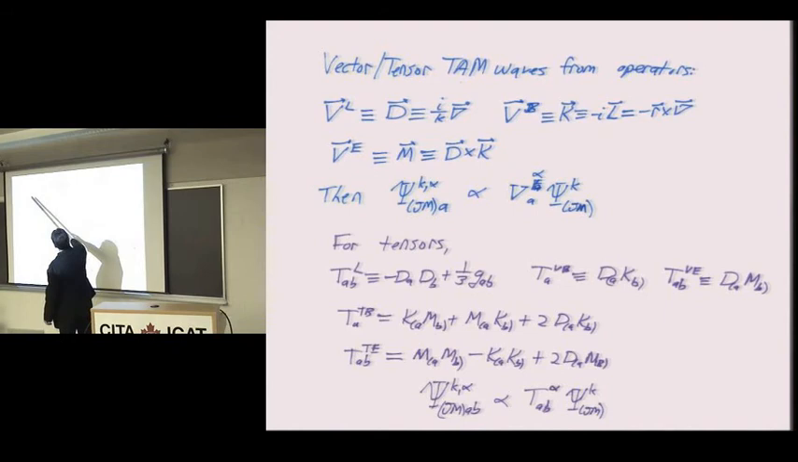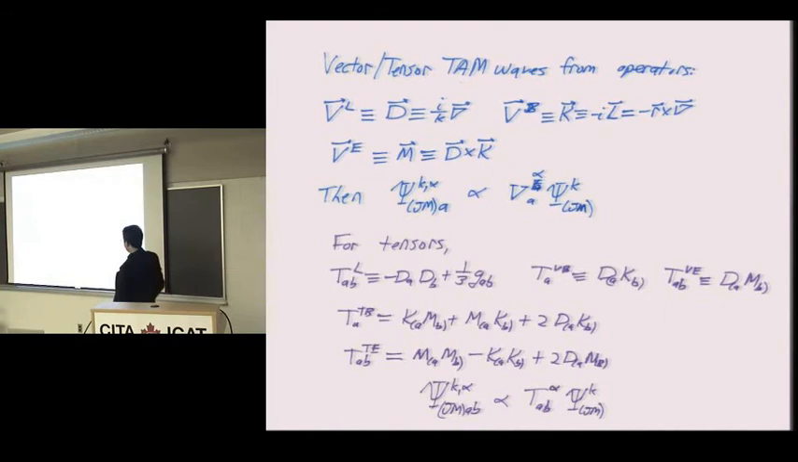So there are three vector operators here: V sub L, V sub E, V sub B. When these are applied to the scalar total angular momentum wave, they give you the vector valued total angular momentum waves for the L, E, and B modes. And likewise for the tensor modes. We have five differential operators that, when applied to a scalar TAM wave, give you the tensor valued total angular momentum waves.